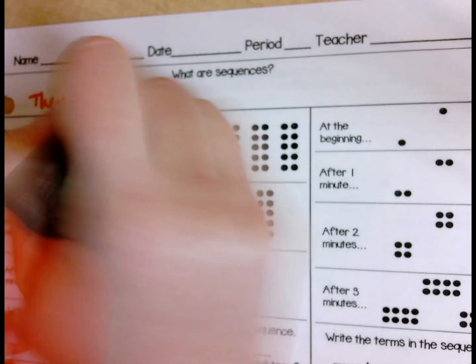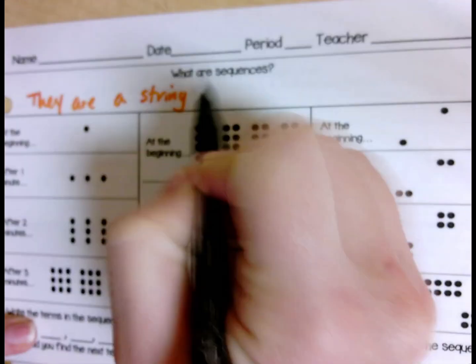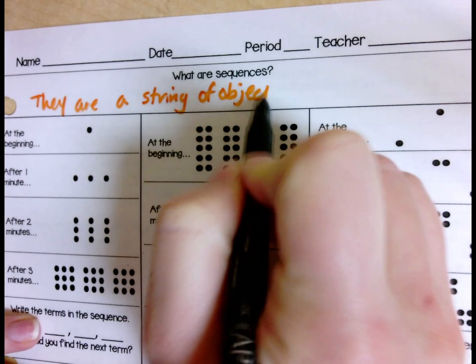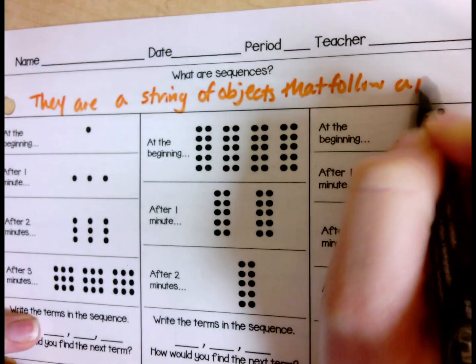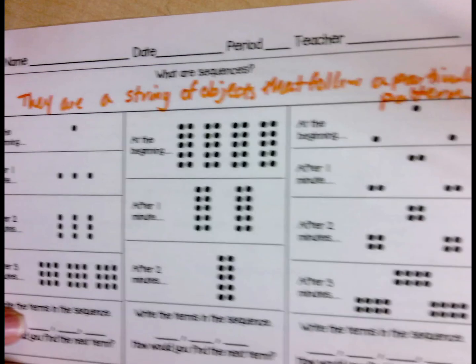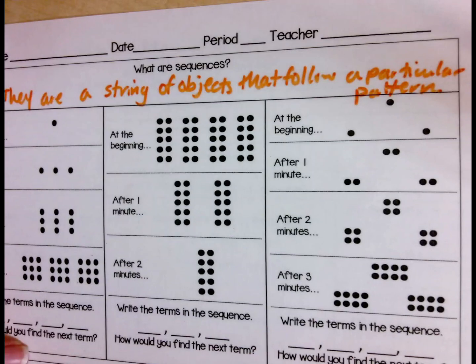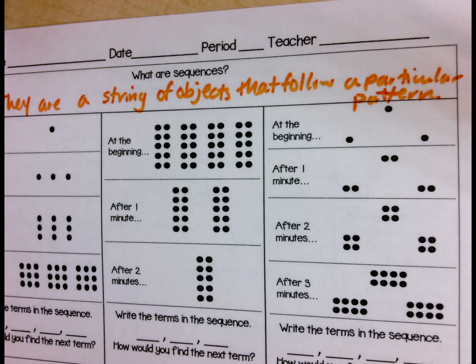They are a string of objects that follow a particular pattern. Okay, they're a string of objects that follow a particular pattern. And in this case, we're generally talking about numbers, but we could use things other than numbers to form a sequence. Okay, so in these first couple of examples, we're going to be using dots.